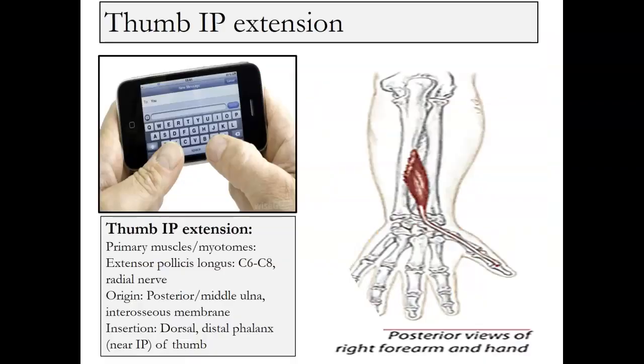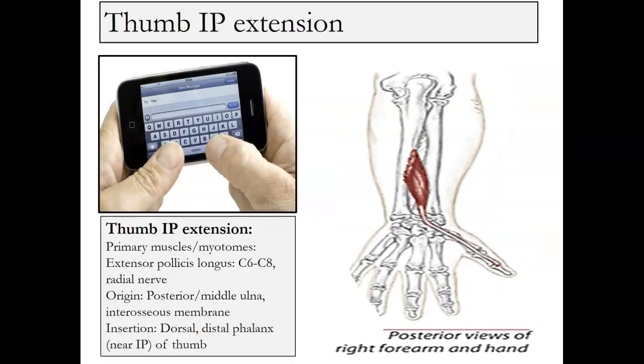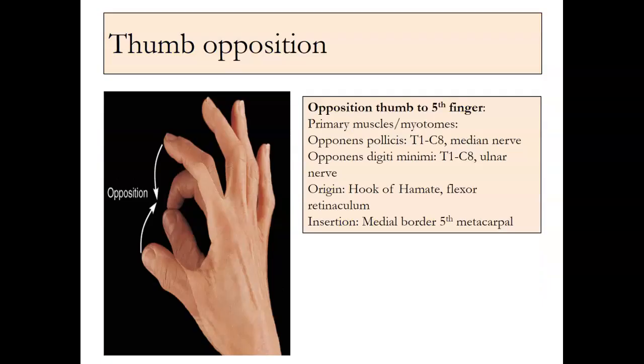And it's the same reverse for the extensors. Extensor pollicis longus for the IP, for the extensor because it's way out. And then extensor pollicis brevis for the MP because it's closer. Then we have this motion called opposition. There's a lot of functional uses to it.